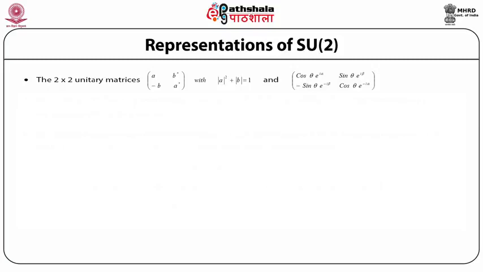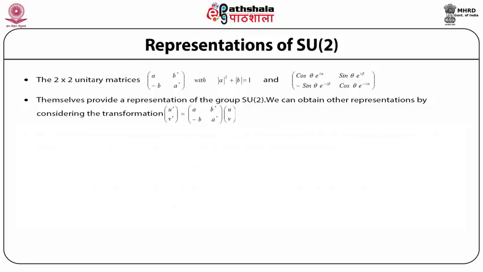We could also write this most general 2 by 2 unitary matrix in a complex notation as cosine theta e to the power i alpha, sine theta e to the power i beta in the first row, and minus sine theta e to the power minus i beta and cosine theta e to the power minus i alpha in the second row. Notice that this representation also has three parameters theta, alpha and beta. These matrices themselves provide a representation of the group SU2.